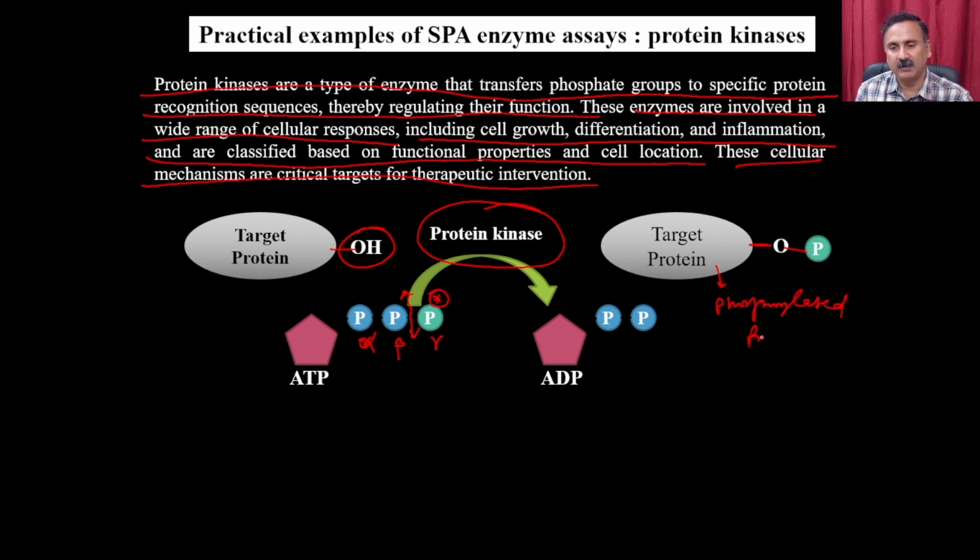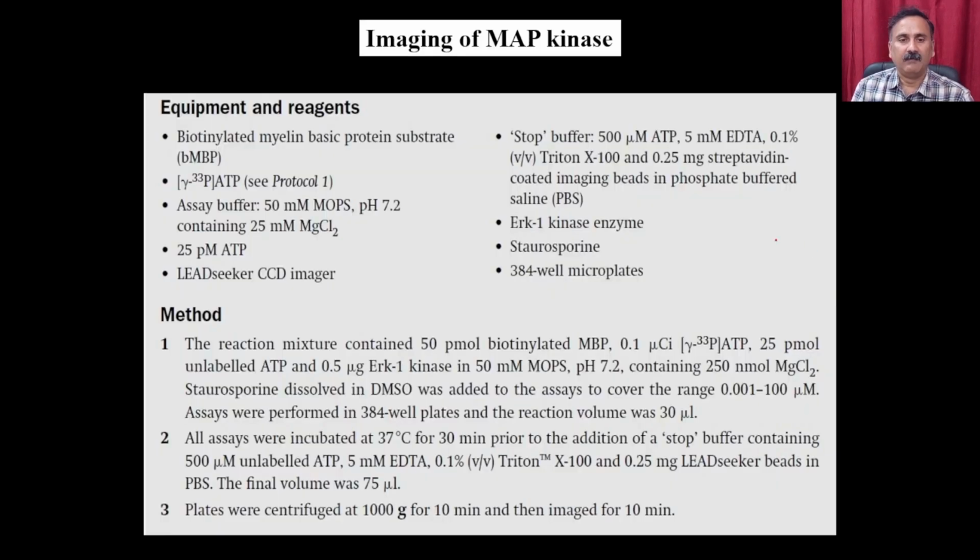So, the phosphorylated protein. Now, if you have the scintillation beads, the scintillation beads are going to receive the beta particles, and that's how they are going to give you the light, and that's how you can use it. For example, you can do the imaging of the MAP kinases. You can use this to do the imaging of the MAP kinases.